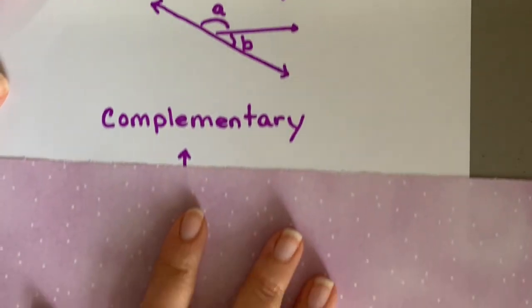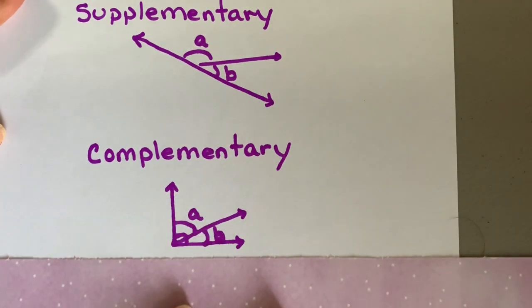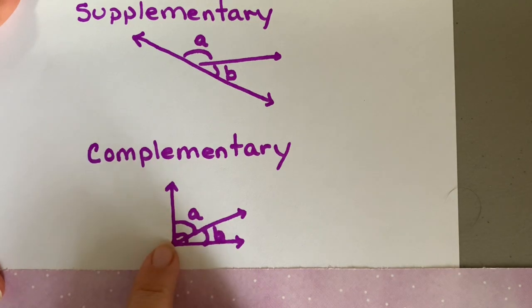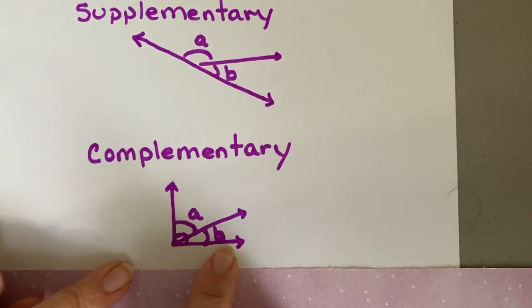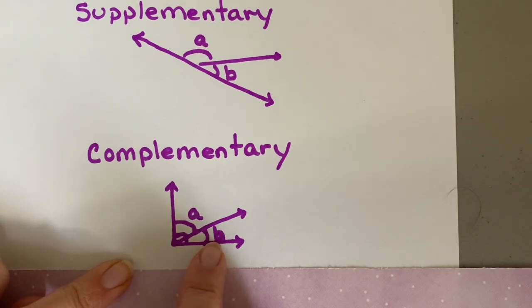Complementary angles are angles that make up a 90-degree angle. So here, angle A and angle B would add up to 90 degrees.